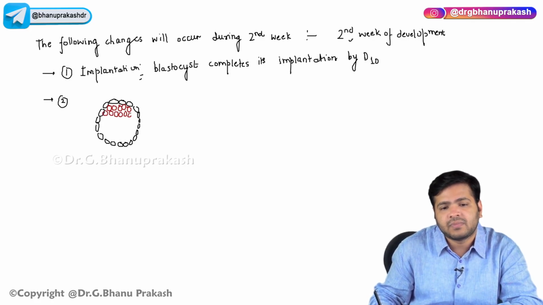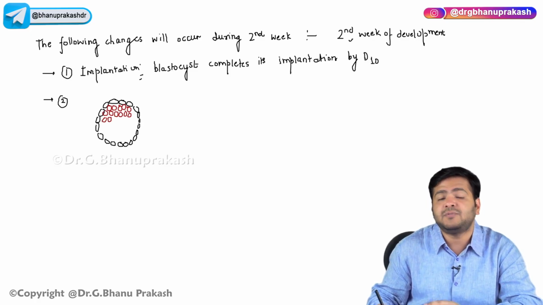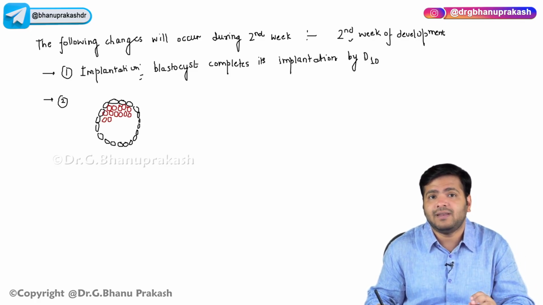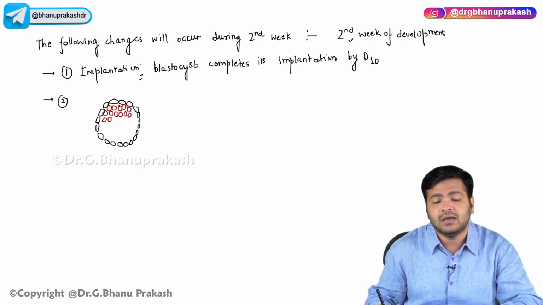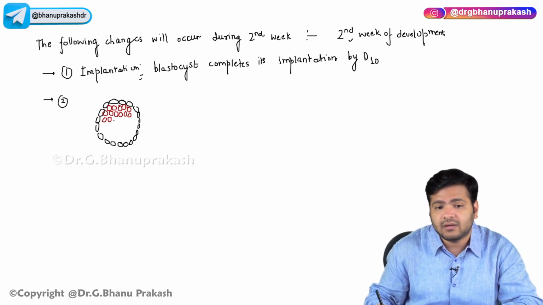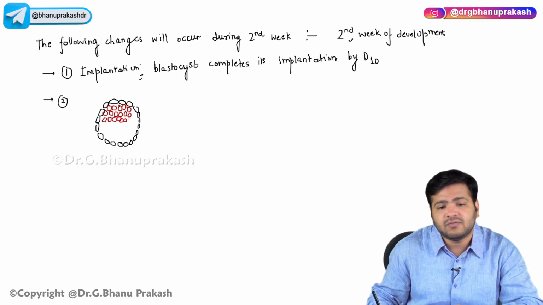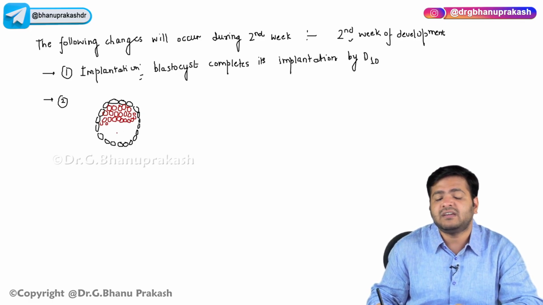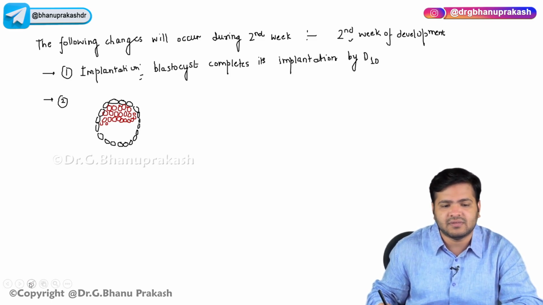Because of the rupture of the zona pellucida, what will happen? This structure will absorb all the uterine fluid, so it will push the inner cell mass to one of the sides. A cavity will be created, and that cavity is called the blastocele. And this structure is called the blastocyst.